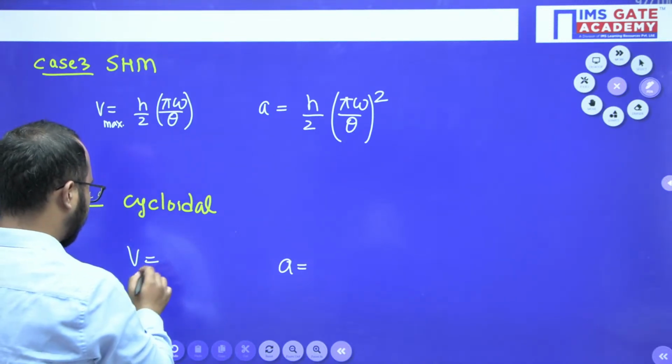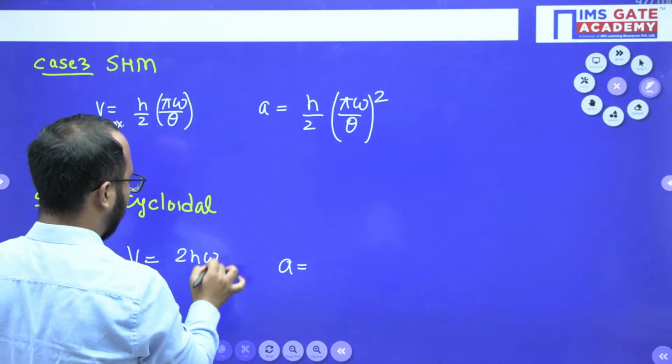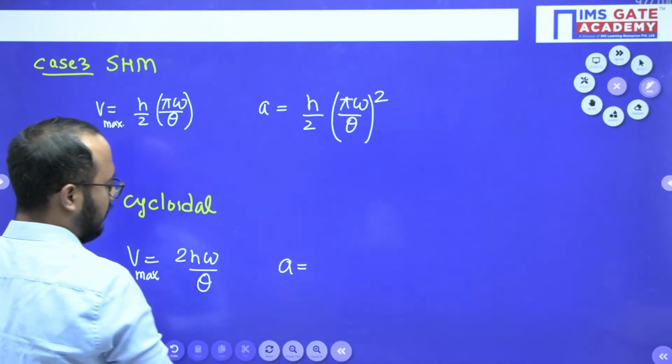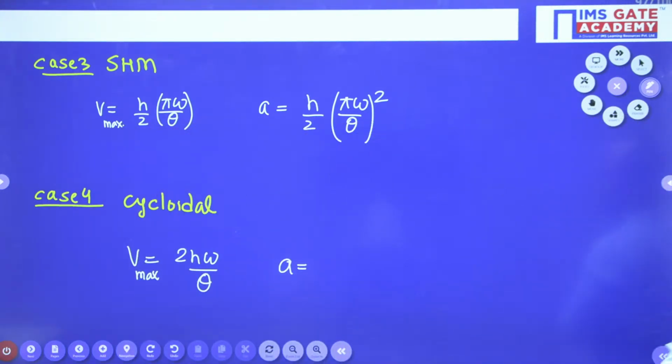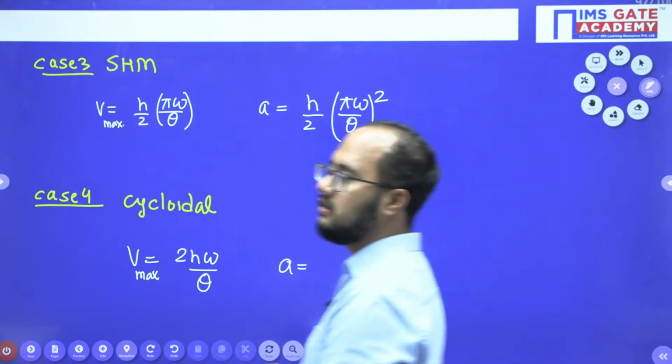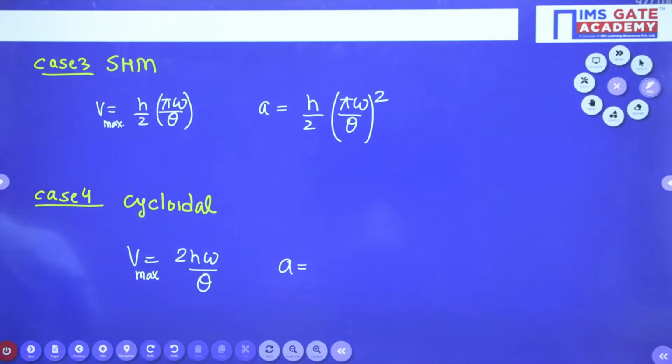Right, again this is the maximum velocity only, 2h omega divided by theta. Now tell me, what will be the value of acceleration? See, the formulas you should recall. If you are not able to recall, then there is a problem.